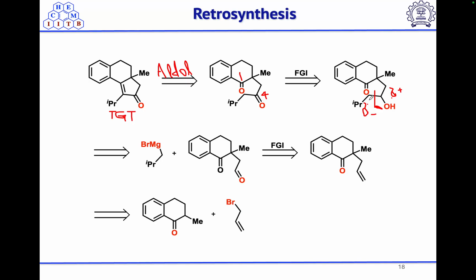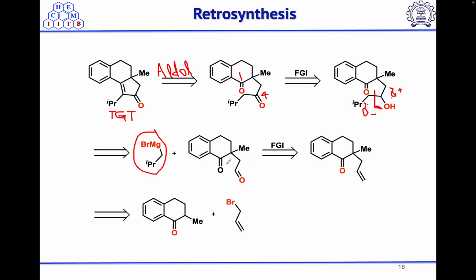Isobutyl anion is the synthon, and we can easily get it from a Grignard reagent, isobutyl magnesium bromide. Then this is the aldehyde. So this is the reagent, and for the right hand side part, the acceptor synthon on this side, this is the synthetic equivalent.